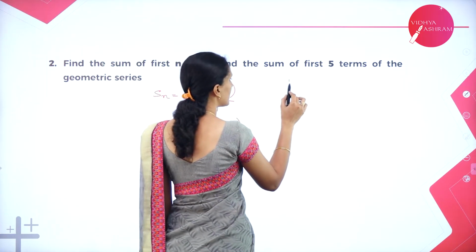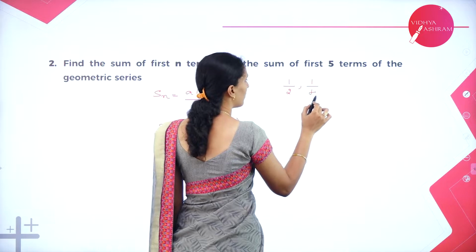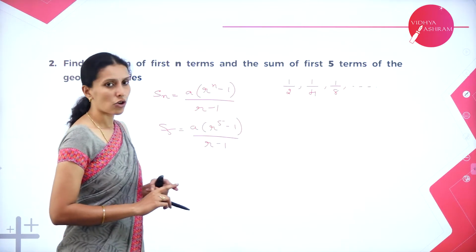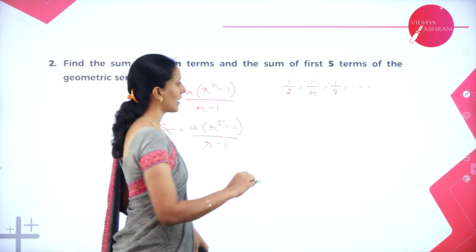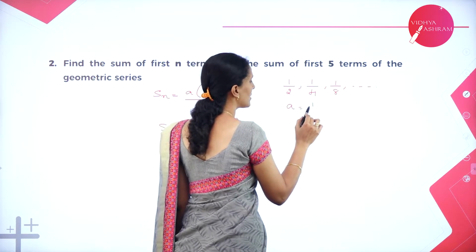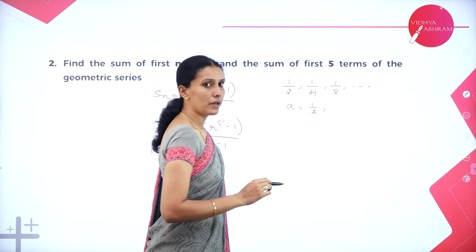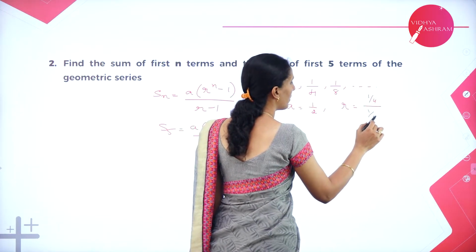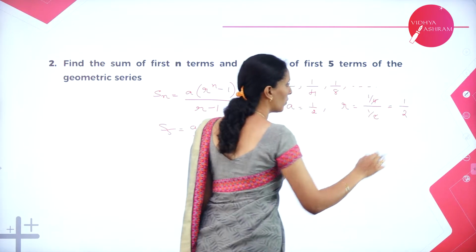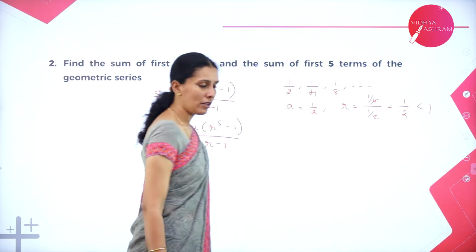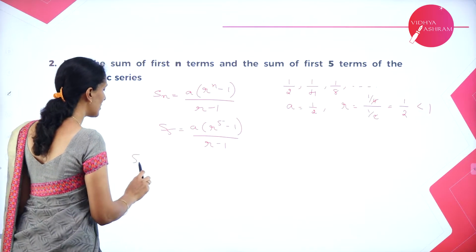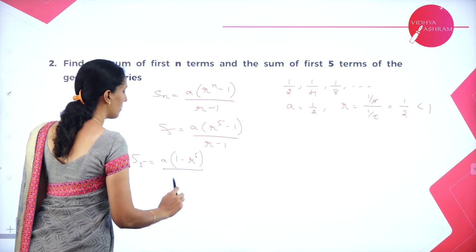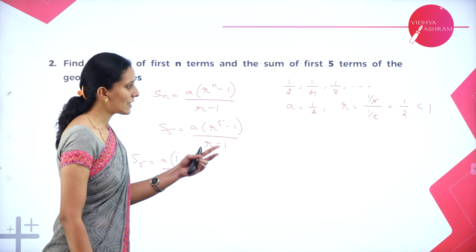Consider the geometric series 1 by 2, 1 by 4, 1 by 8, and so on. So, I have taken a geometric series. Let's find out a and r here. The very first term a is 1 by 2. The second term is 1 by 4. R you will get as 1 by 4 divided by 1 by 2, which you will get as 1 by 2 only. Clearly, r is less than 1. So, the formula should be changed: S5 is equal to a into 1 minus r to the power 5 divided by 1 minus r, because r is less than 1.